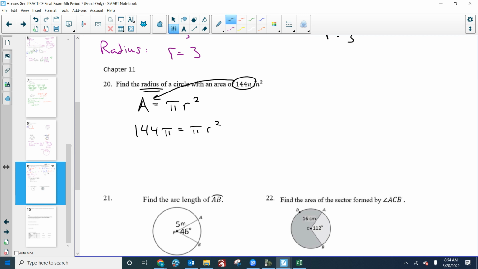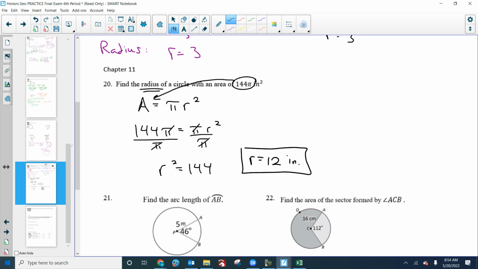If it was 5x, you would divide both sides by 5. We're trying to get r by itself, so divide both sides by pi. They cancel. r squared equals 144. So the radius is 12 inches. Good on that?